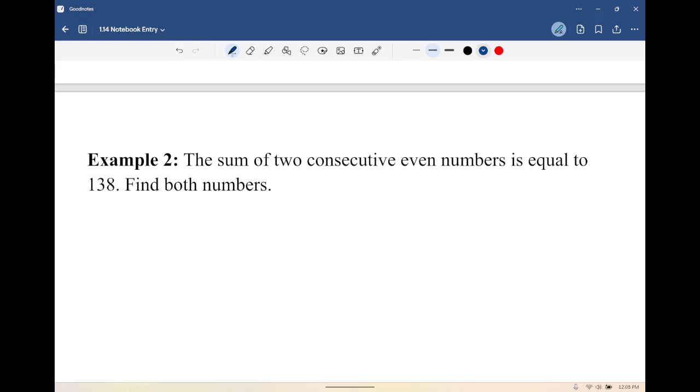All right, you've all had a chance to raise your hand. Who can read example 2 out loud? Nice and loud, please. Amaya, nice and loud, please. The sum of two consecutive even numbers is equal to 138. So, there are a few things we got to be really careful of here.